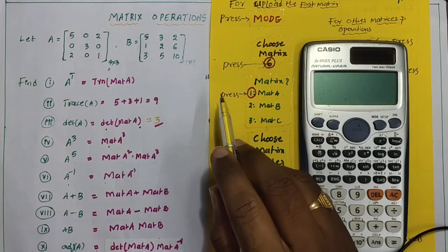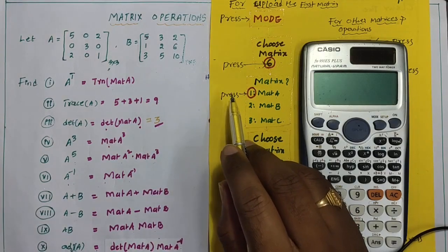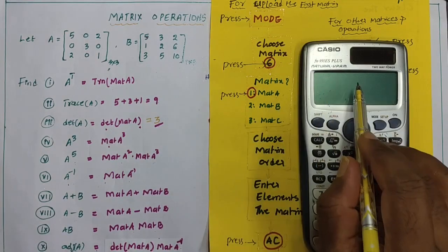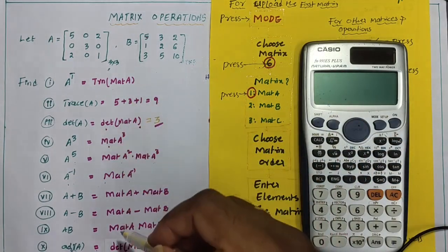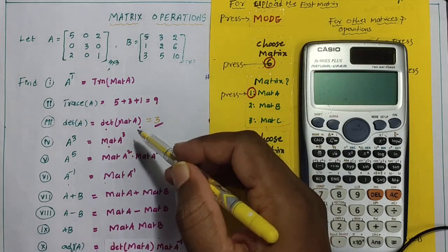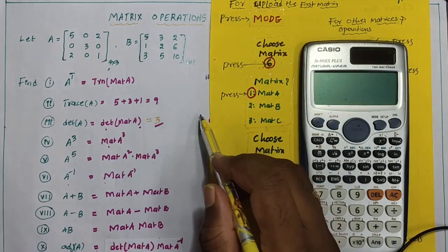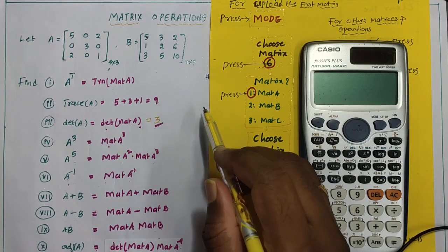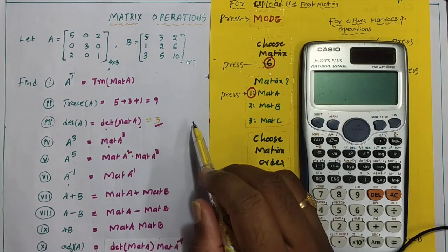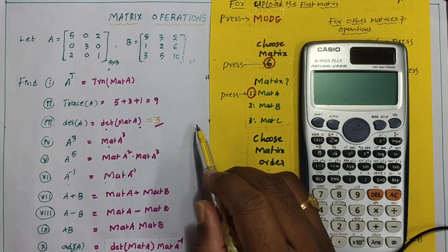In this video, I am going to explain how to do the matrix operations in Casio FX 991 ES Plus. These are the syntaxes to the matrix operation. These are helpful in engineering mathematics, BSc mathematics, and we can save time to find the determinant, inverse, eigenvalues, power of the given matrix.